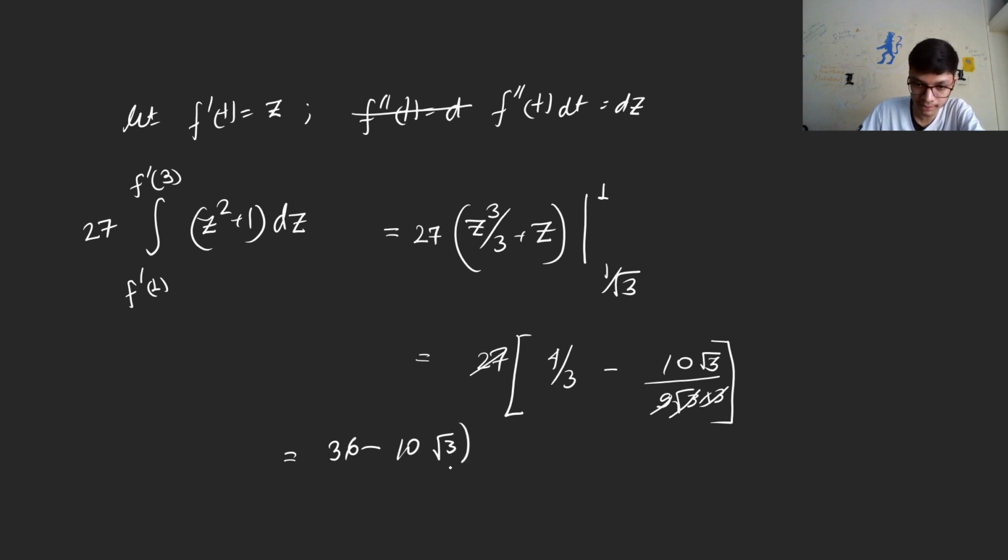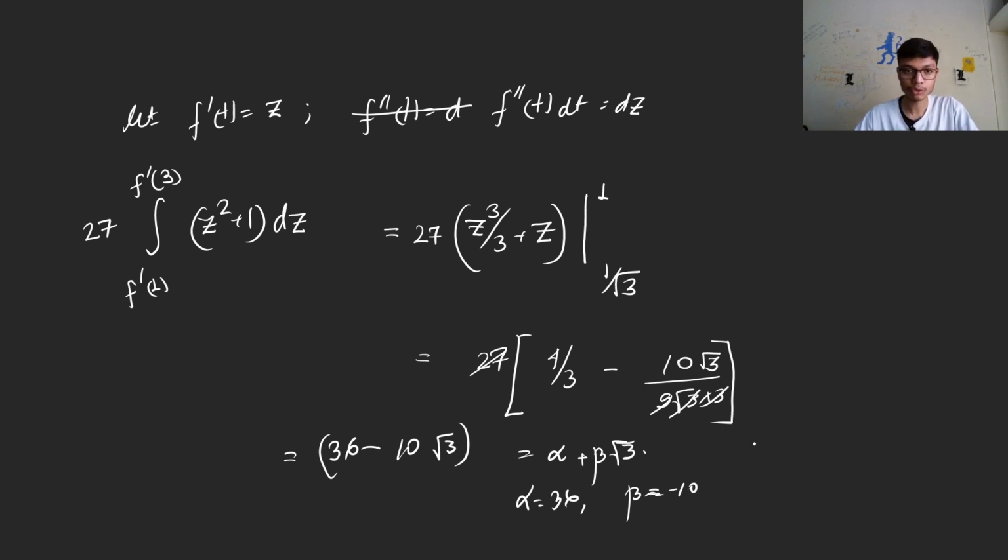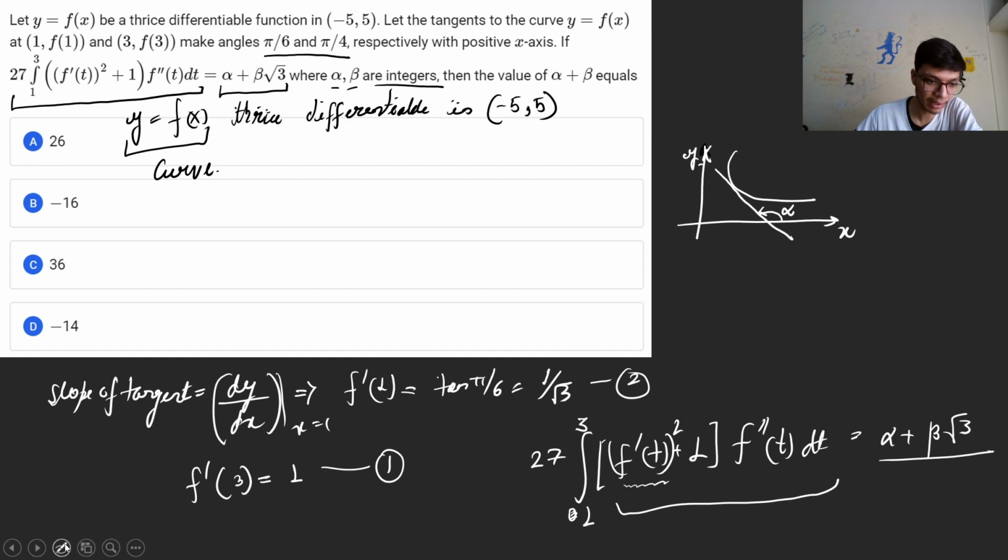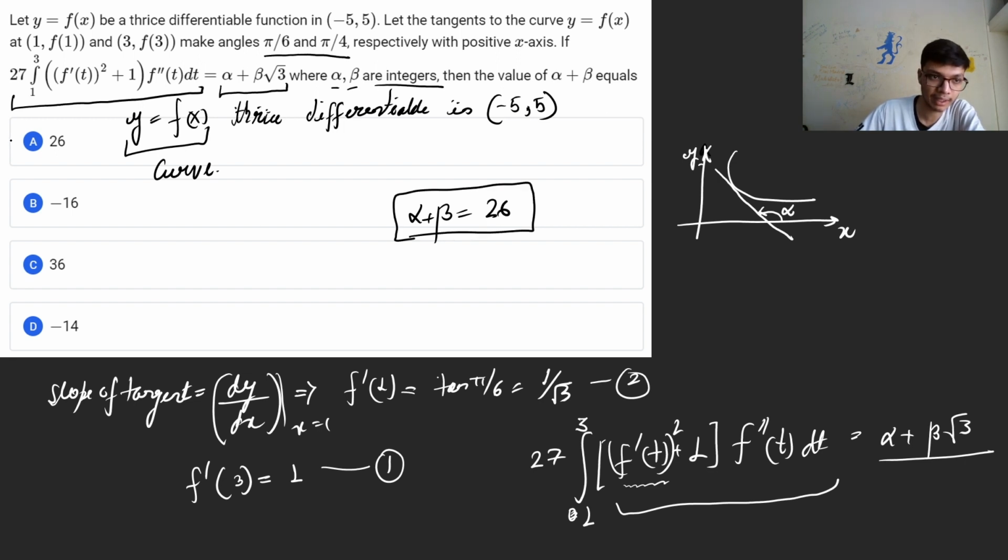This is going to be equal to 36 minus 10 root 3, and the value given in the problem is alpha plus beta root 3, where alpha and beta are integral values. So from here, you get the value of alpha as 36 and beta as minus 10. Now you have to solve for alpha plus beta. That means the value of alpha plus beta is going to be equal to 26. So you have actually got the result, that is the value of alpha plus beta is option number A, that is 26. So I hope you have solved this particular problem on your own.